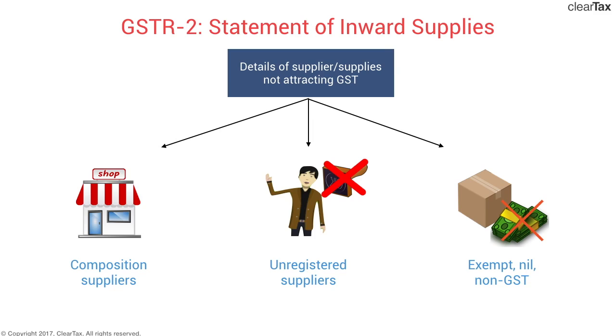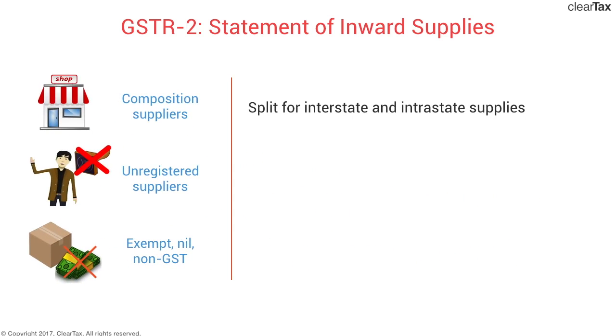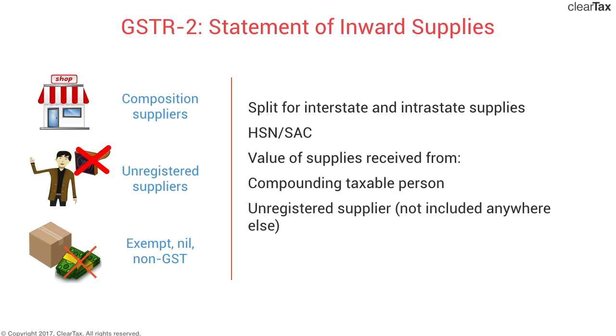In these three scenarios, the recipient will have to fill in the details because nothing will be captured in GSTR1. No tax has been collected, therefore it's an additional detail for this reason. What the recipient has to do is split interstate and intrastate supplies and then fill in HSN and SAC code, the value of supplies which are received from all these three: compounding taxable person, unregistered supplier, or supplies which are exempt, nil rated, or non-GST. Those are the only details required so that government can keep track of the transactions occurring in the country.